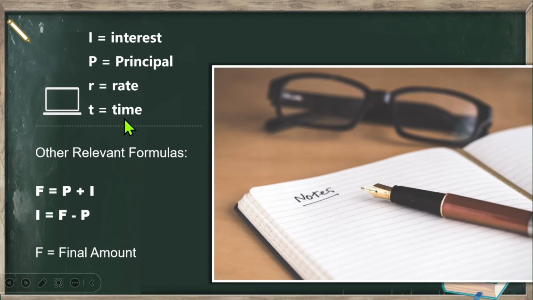This is also expressed in years. So if the example or problem is expressed month by month, we should really change it into years. Other relevant formulas: F for final amount equals present value or principal plus interest. And to get the interest, we should also subtract the principal value from the final amount.